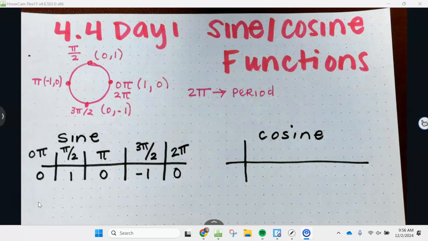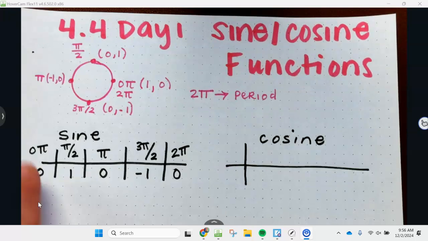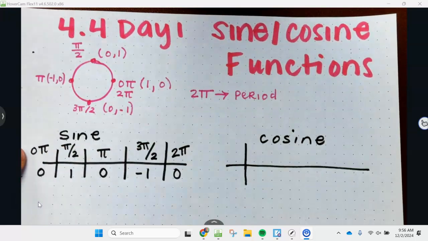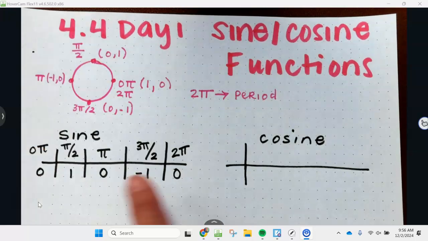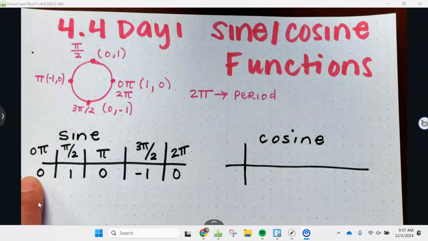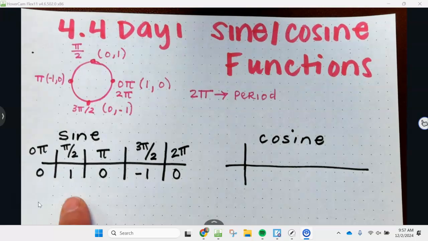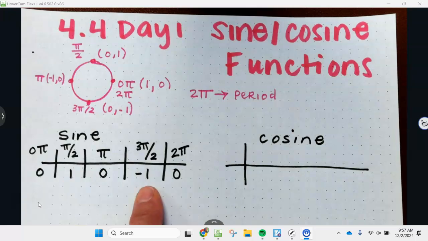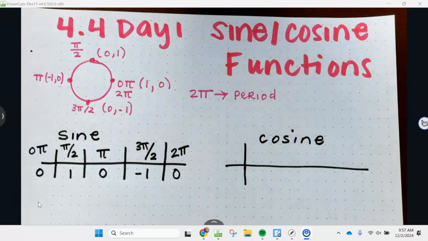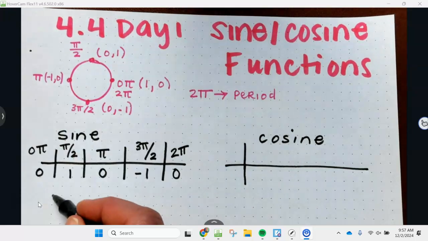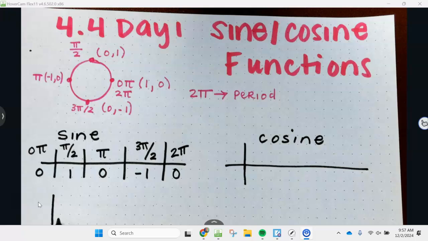So let's look at what we just did. We have inputs and outputs, and we're going to put that on a coordinate grid. The x-axis are going to be the inputs in terms of pi, radians on the unit circle, angles on the unit circle. The outputs are going to be the sine values. Notice the biggest sine value ever gets is 1. The lowest the sine value ever gets is -1. I'm going to graph this. So look how I draw my x and y axis.